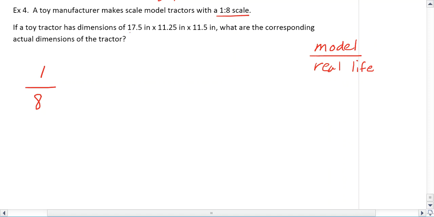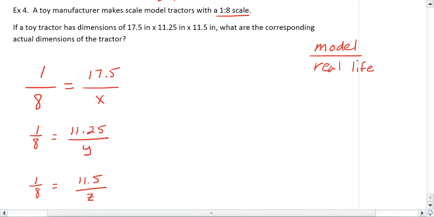If a toy tractor has these dimensions in inches, what are the corresponding actual dimensions of the tractor? So this is like a three-part problem. So let's set up three different proportions. Now remember, we have the model or the toy is on the top, the real life is on the bottom. So the first toy dimension is 17.5, and we want to find the real life tractor dimension. So I set up the other two proportions here. 1 over 8 is 11.25 over y, and again 1 over 8 is 11.5 over z.